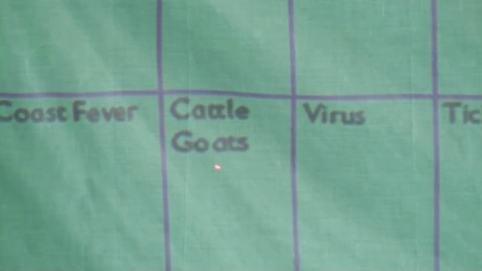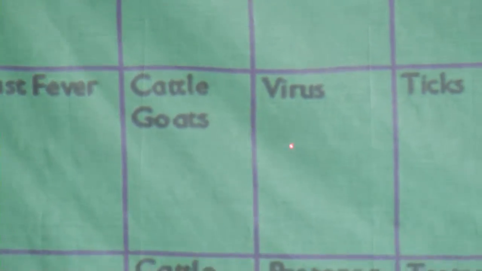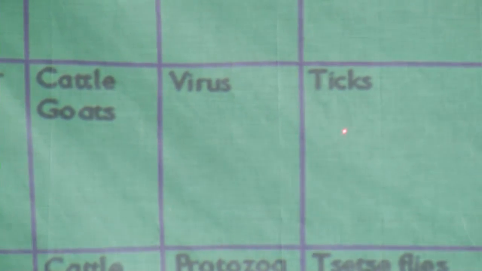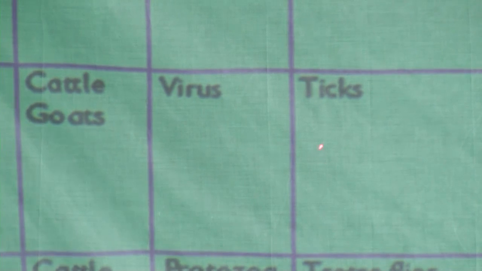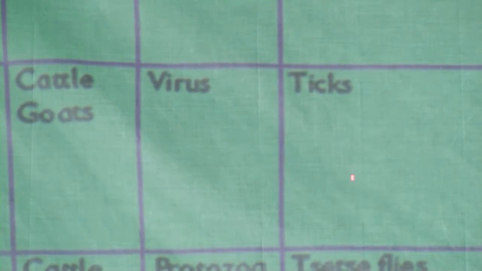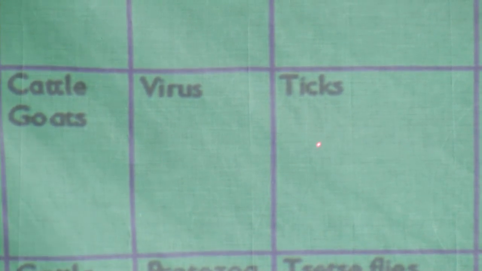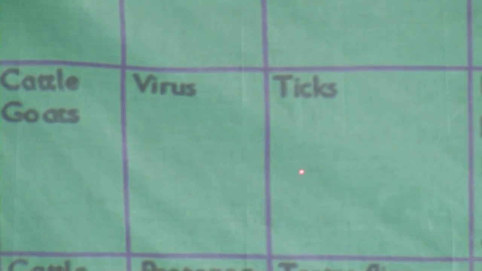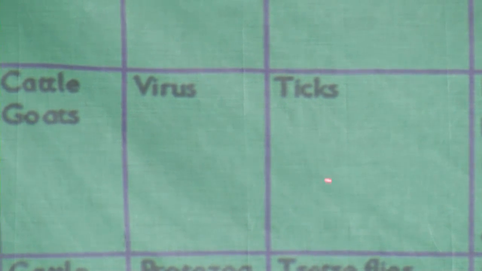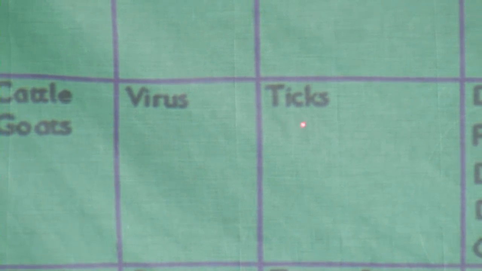Looking at the cause, it's caused by a virus, a virus which is carried by ticks. Since the spread is done by ticks, and ticks are parasites, this can now be referred to as a parasitic disease. Remember from the first time we began, we said that parasites spread some diseases like East Coast fever. So this becomes a parasitic disease. And then we can also refer to those which are spread by ticks as tick-borne diseases. So take note of that.